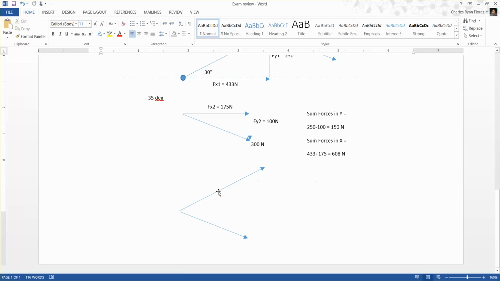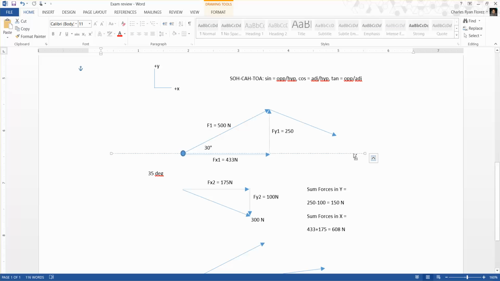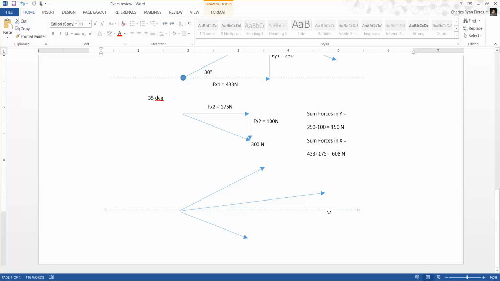So we have our original forces here, and then we draw something, I don't know, just a random one, like if we're in Paint. And then we would say that this is our horizontal. We would say that the component in X for our resultant force is 608 newtons, and the component in Y for our resultant force is specifically 150 newtons.